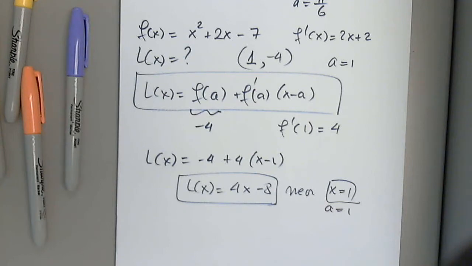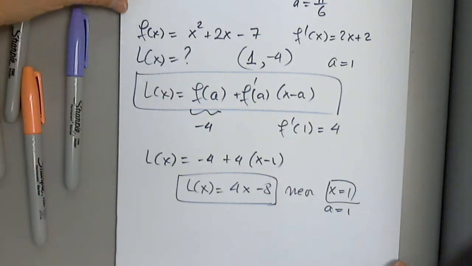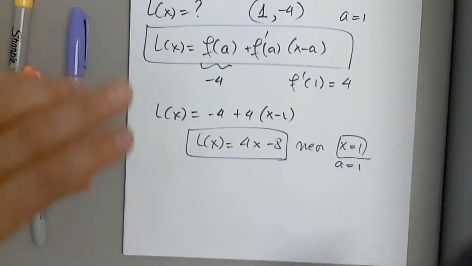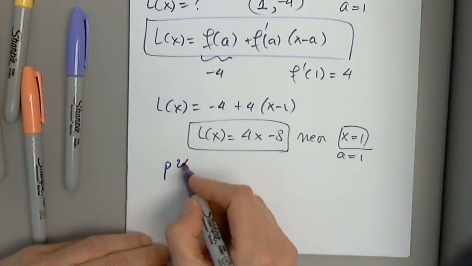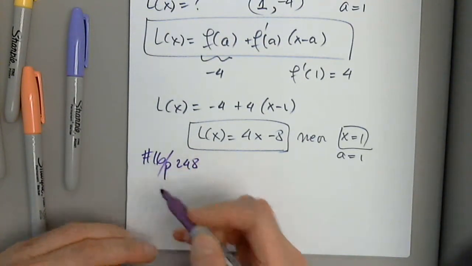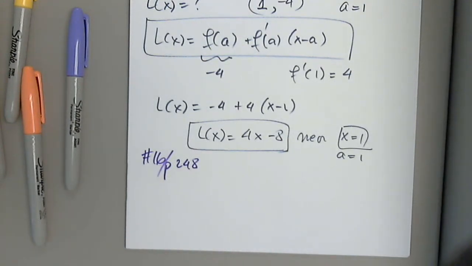Okay then. So let's continue. Yes, please, Brayden, go ahead. A related rates problem. Yes? Page 248, number 16. Yes, 16 on 248. Yes, we did that in class. That was one of the problems we did in class.